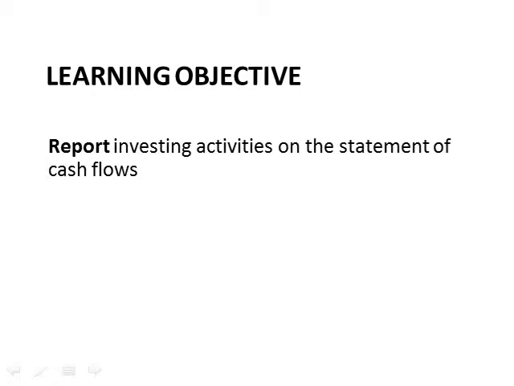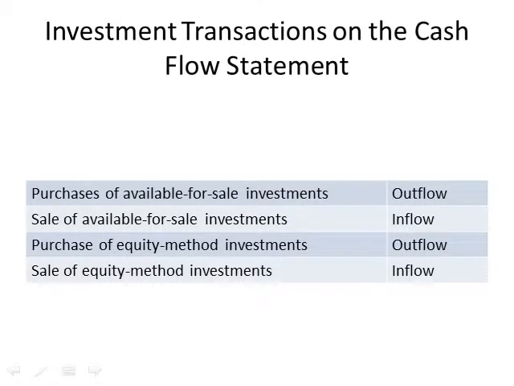And so now let's talk about reporting investment activities on the statement of cash flows. This table summarizes how investment transactions would be reported on the cash flow statement investing section. Purchase of available for sale investments would represent an outflow of cash. Sale of available for sale investments, an inflow. Purchase of equity method investments, an outflow, and then sale of equity method investments, an inflow.